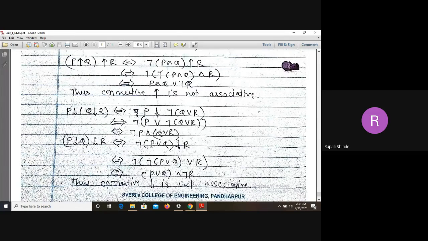Now check whether these two formulas are the same. The first formula is negation P and (Q or R), and the second formula is (P or Q) and negation R. So these two formulas are not the same. That's why we can say that NOR is not associative. Have you understood now?